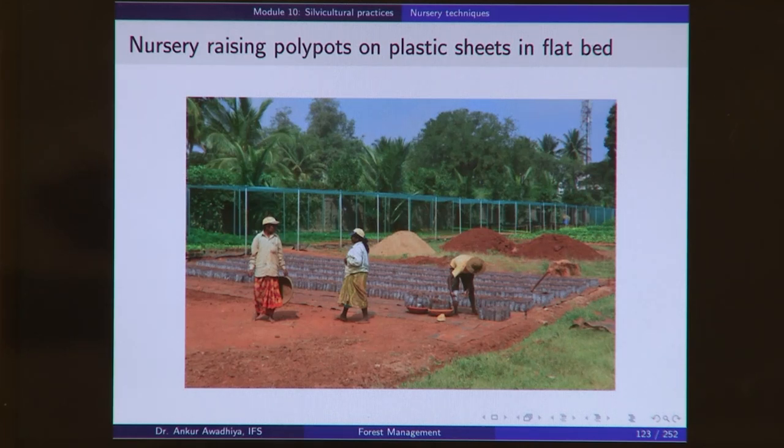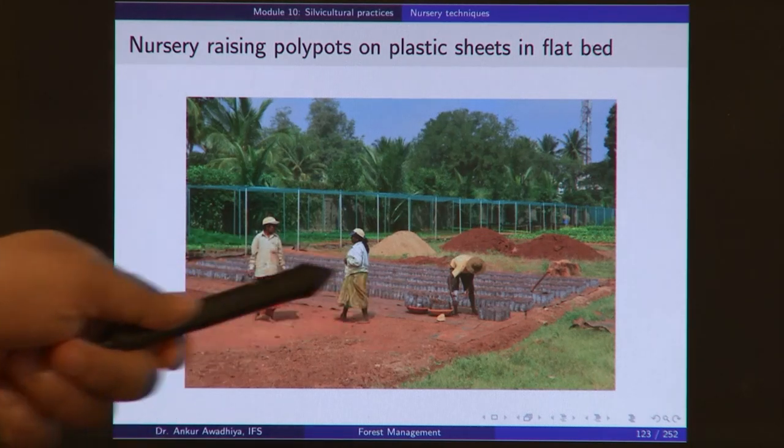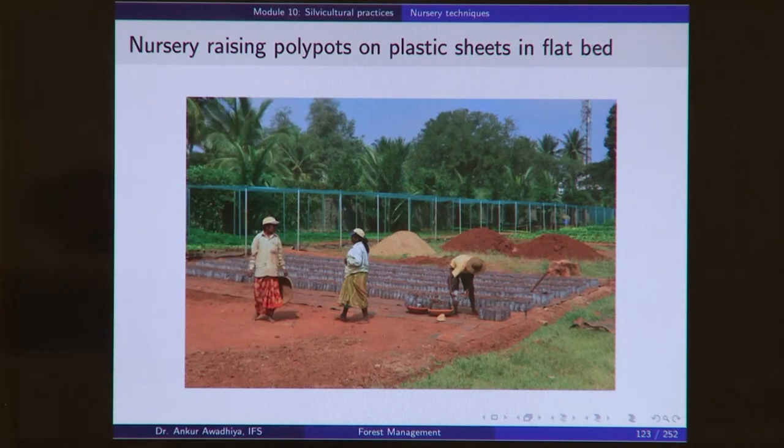Now, in a number of situations when we are growing plants in polythene bags, we also add a plastic sheet beneath these poly bags, which is a very thick sheet. So, we can see it here. So, this plastic sheet prevents the growth of roots if they are able to move out of the polythene bag.